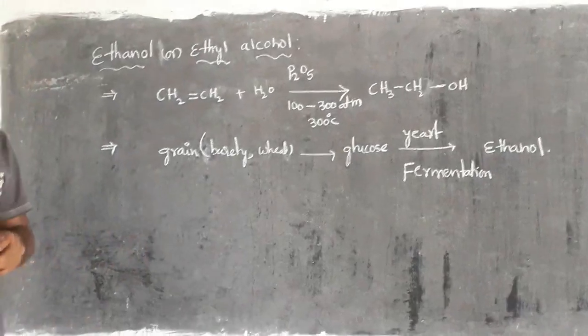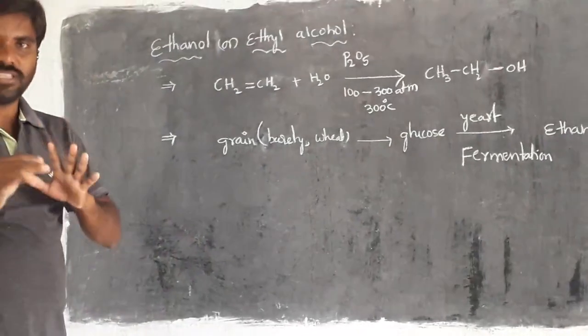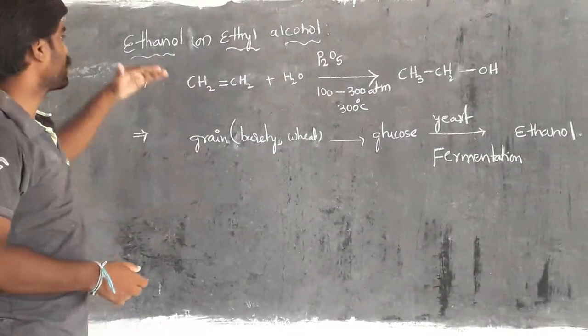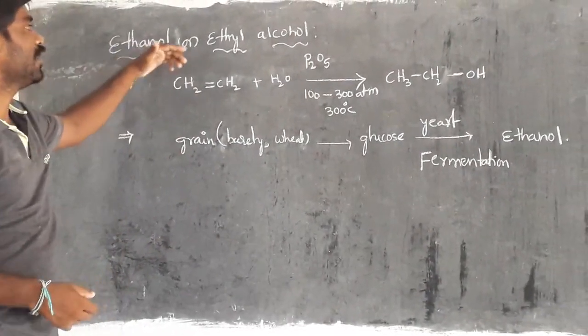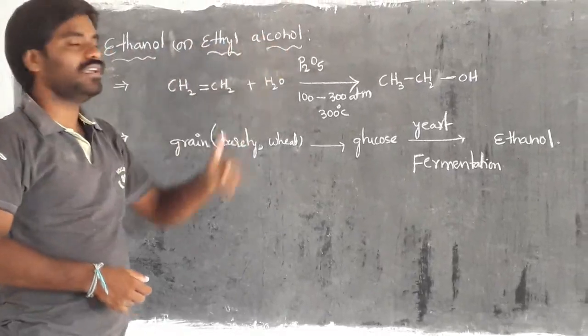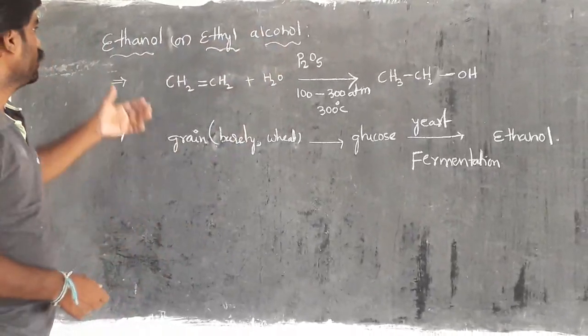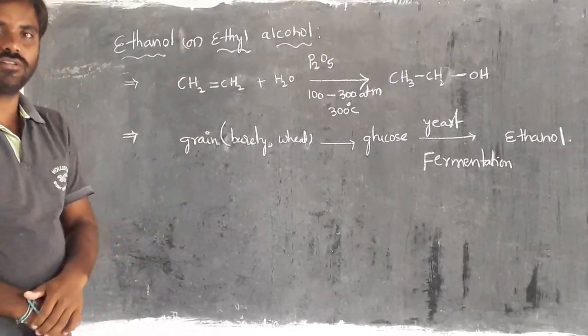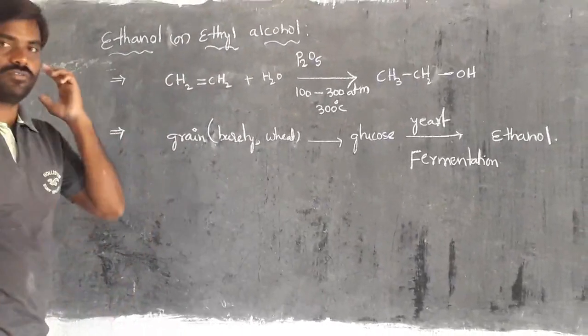In organic compounds, up to the 10th class, in the 10th class syllabus we have two compounds for information. The first compound is ethanol. It is also known as ethyl alcohol. So, how to prepare ethyl alcohol or ethanol? That discussion we are going to explain right now.